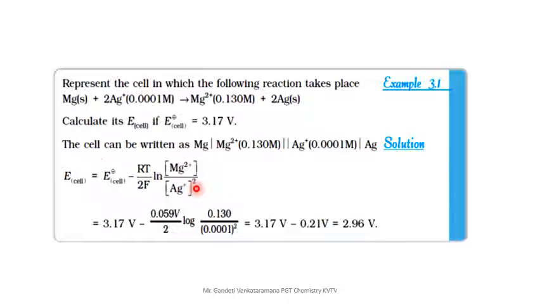Clear? Substitute the values. E naught is given, 3.17, and 0.059. Again I am telling you, RT by F into ln, log, 2.303 we will multiply. Remember always, 0.059 by number of electrons, times log of the Mg2+ value given, 0.130, divided by Ag+ 0.0001 squared. This is the final answer.